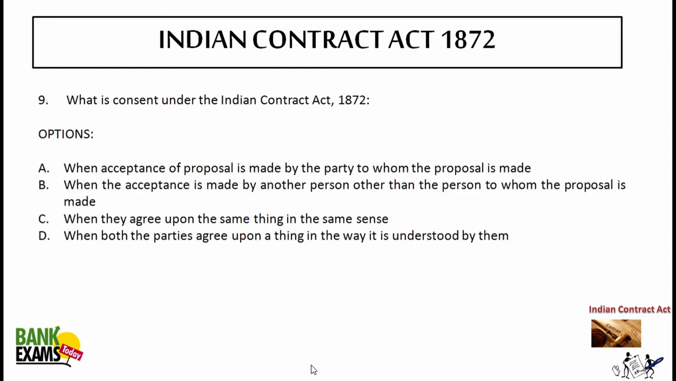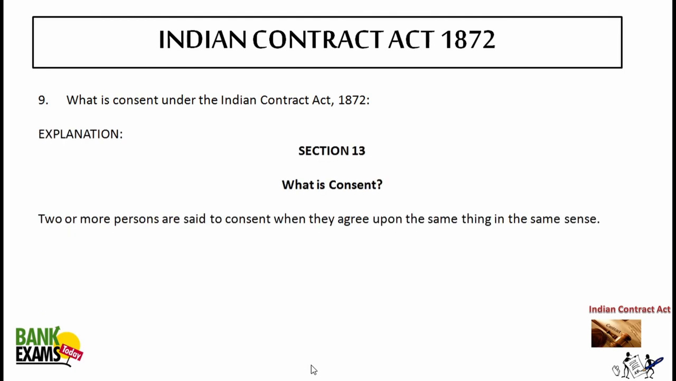Question 9. What is consent under the Indian Contract Act 1872? Options: A, when acceptance of proposal is made by the party to whom the proposal is made. B, when the acceptance is made by another person other than the person to whom the proposal is made. Option C, when they agree upon the same thing in the same sense, when both the parties agree upon a thing in the same way it is understood by them. So, what is the consent? Consent is when they agree upon the same thing in the same sense. As per Section 13, two or more persons are said to consent when they agree upon the same thing in the same sense.